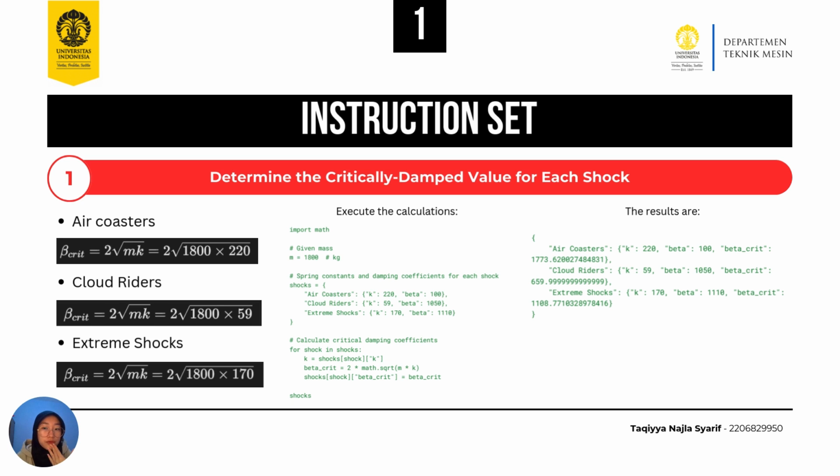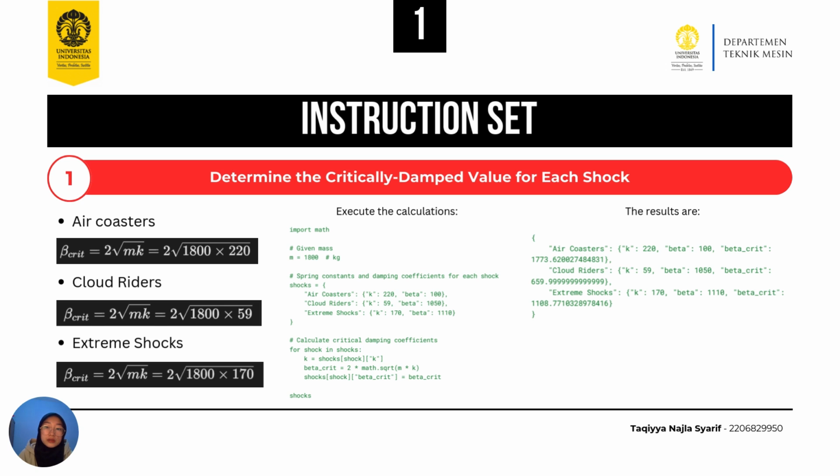We have four, I guess, yeah. No, we have three. The first is to determine the critically damped value for each shock. First, calculate the beta critical for each shock using the formula, and then compare the given damping coefficient beta to beta critical.